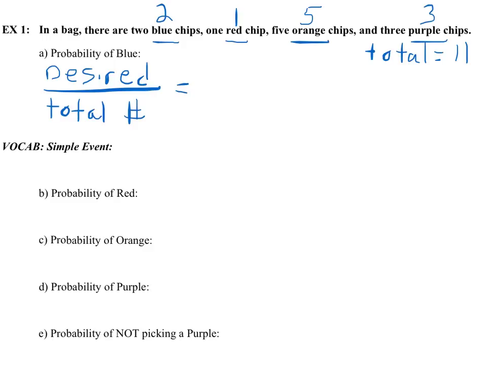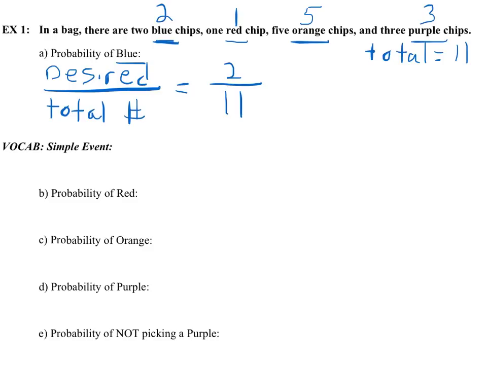So in this case, we're asking for the probability of blue. So our desired is blue. Well, how many blue chips are there? We underline that. It's really easy to see. 2. And then what's the total number of possible chips that we could draw? Well, there are 11 total chips in here. So the probability of selecting a blue is 2 out of 11.